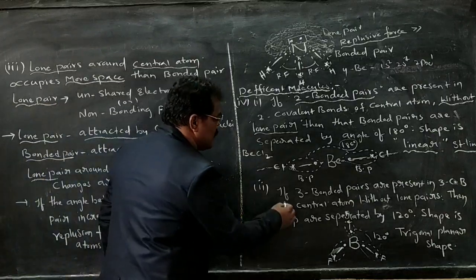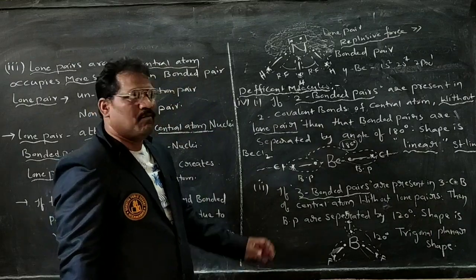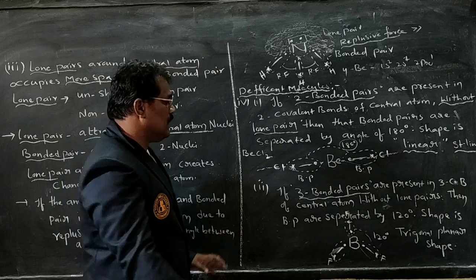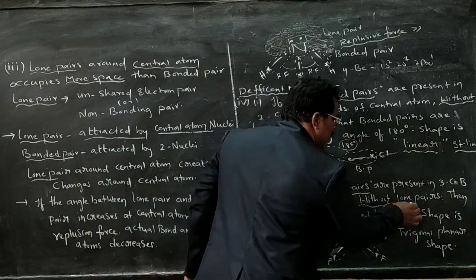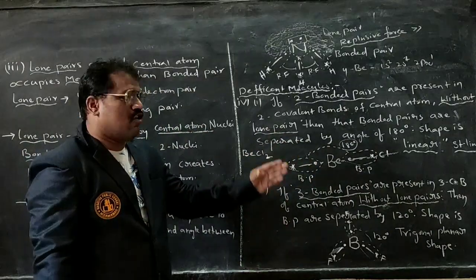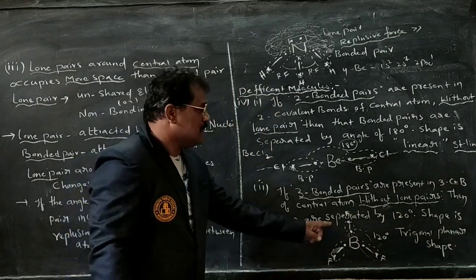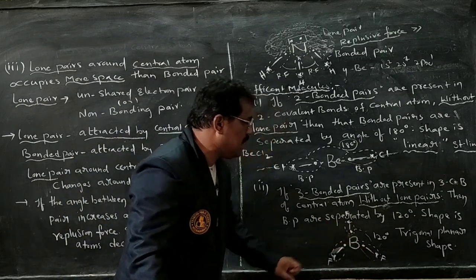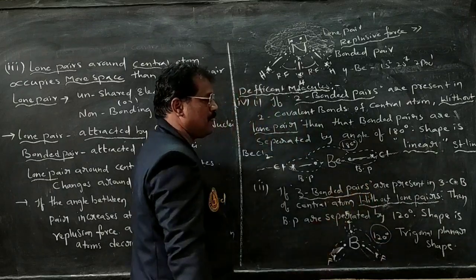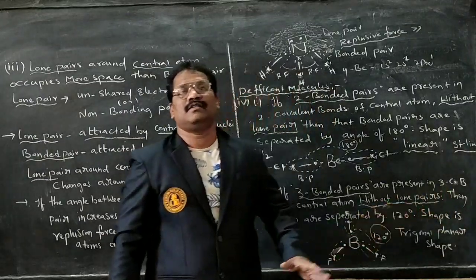Coming to the next point, what is that? If there are three bond pairs, three covalent bonds are formed, and there is no lone pair. Then how many bonds will be formed here? 1, 2, 3 bonds will be formed, such that the bond angle between these three bonded pairs will be equal to 120 degrees. And the shape of the molecule is called trigonal planar.